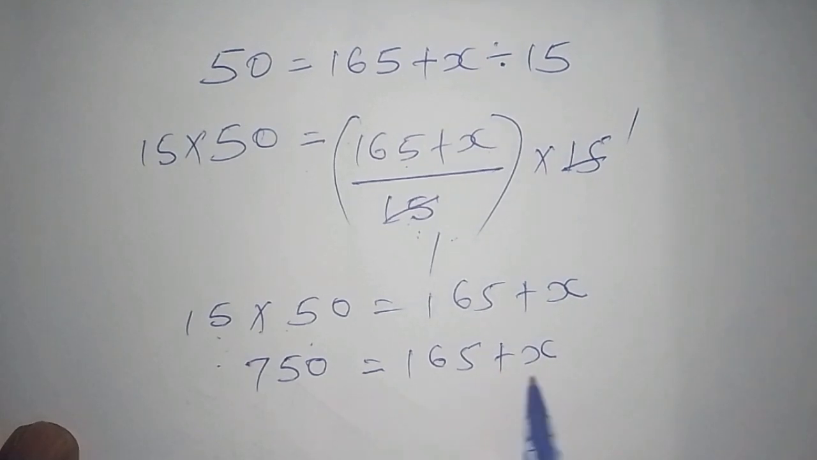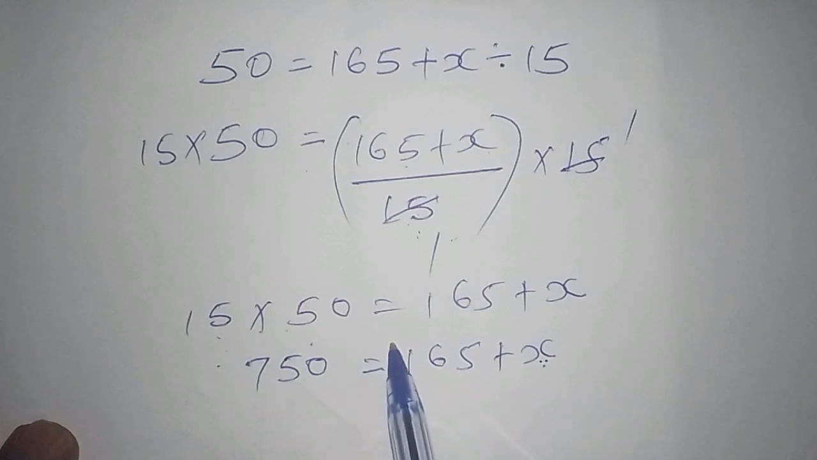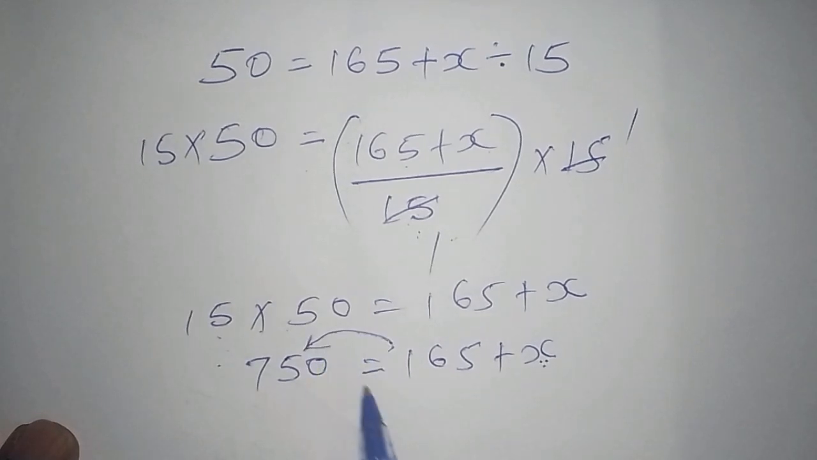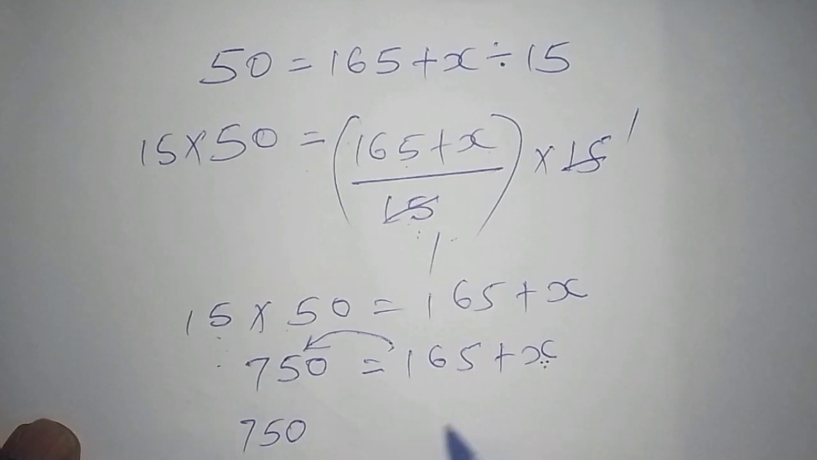Once we've reached this stage, now it is simple for us to do away with 165 so that x remains on its own. And how does x remain on its own? We shall have to bring this 165 to this other side. So that means here now we shall have 750, because this 165 is a positive number, when it crosses this equals sign, it shall be a negative, so it will be negative 165. That is equal to, here now we shall remain with x alone.